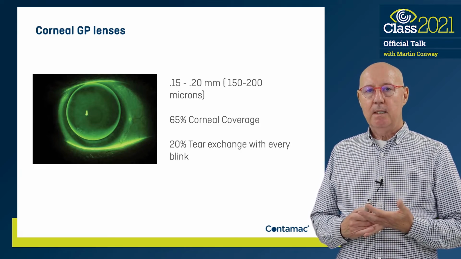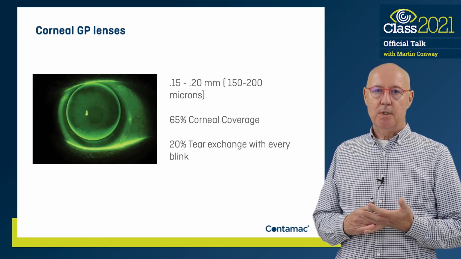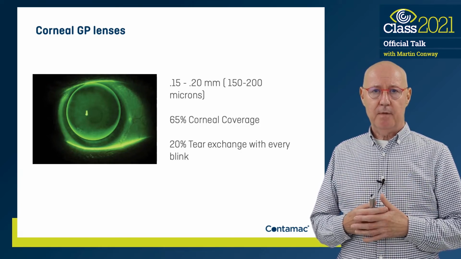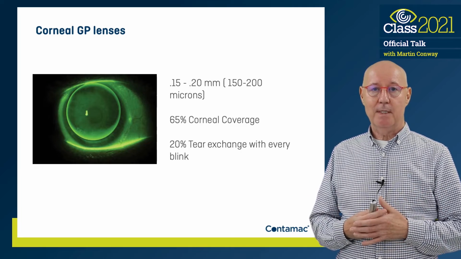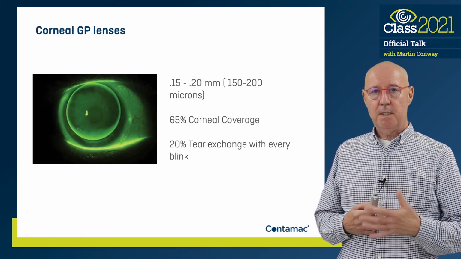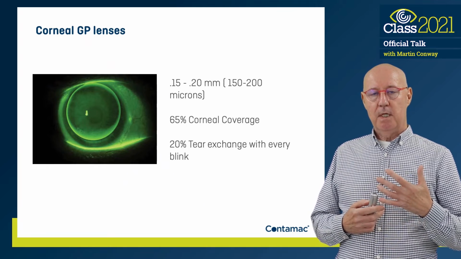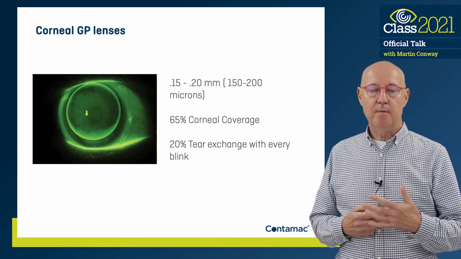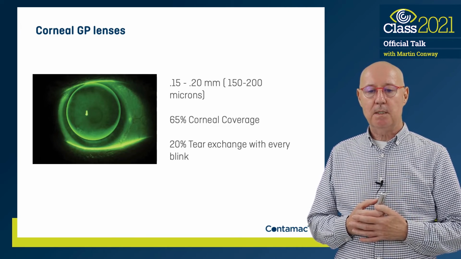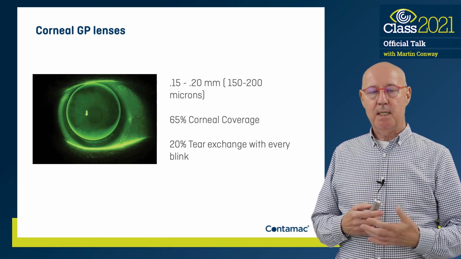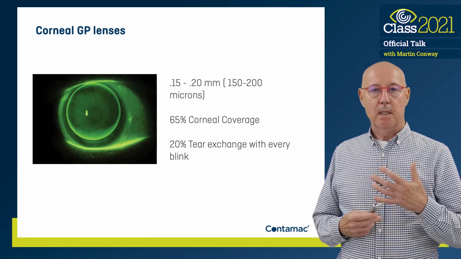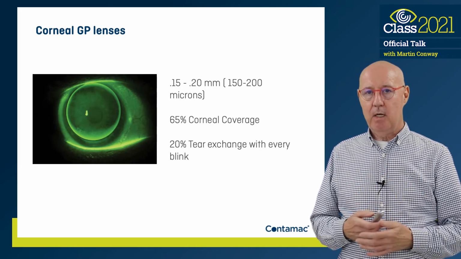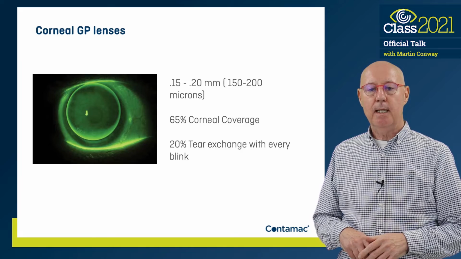So we have two mechanisms, well, three mechanisms really, for getting oxygen to the cornea. We have 1/3 of the corneal surface exposed to atmospheric oxygen as per normal. We have 65% of the corneal surface covered by a contact lens of just 0.15 to 0.2 or 150 to 200 microns center thickness. And we also have 20% of that corneal tear layer exchanged with every blink. So we have three mechanisms bringing oxygen to the cornea underneath the lens.